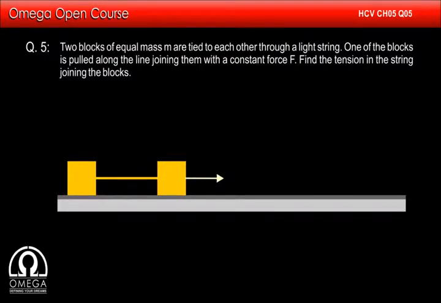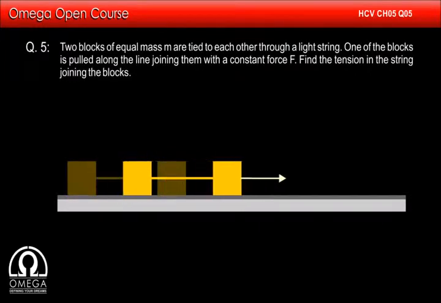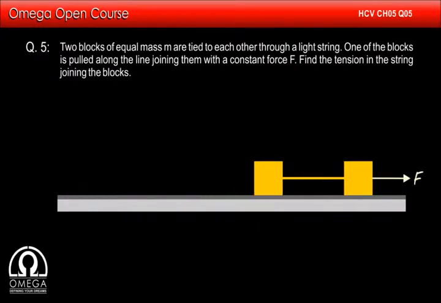Let us first look at this animation to get the proper understanding of the situation. As can be seen, both the blocks move with the same acceleration. Let that acceleration be A. If we look at the forces in action, force F is applied to move the blocks and there is tension in the string. Let that tension be T.